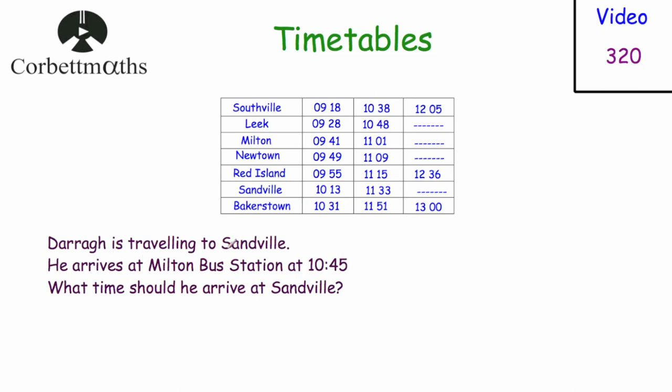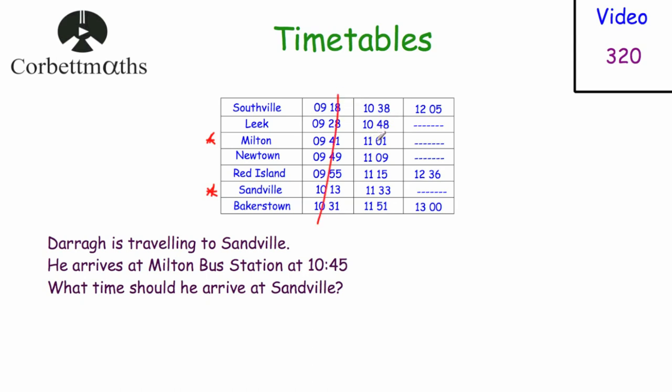So the question says, Dara's travelling to Sandville. So we've got Sandville here, that's where Dara's going. And he arrives at Milton bus station at 10:45. And the question says, at what time should he arrive at Sandville? So he arrives at 10:45. Now, if he arrives at Milton bus station, he's already missed that first bus, because it left at 9:41. So he's not going to get this bus. So that bus is out of the question.